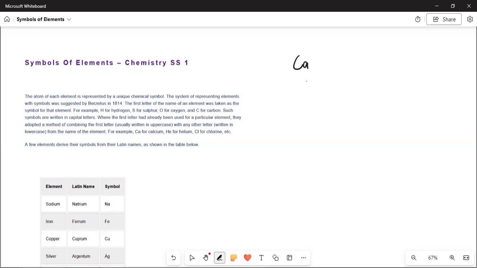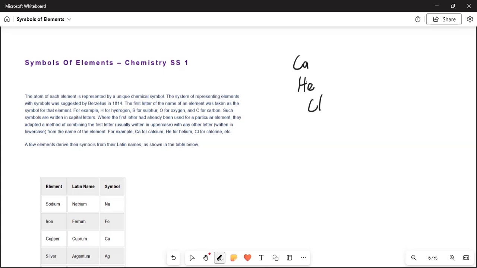Also, helium, which starts with letter H, but H has been taken by hydrogen, and so for helium, a combination of H and the next letter was adopted. The same thing applied for chlorine. Chlorine starts with letter C, but C has been taken also by carbon. Then a combination of the first letter of chlorine, which is C, and a letter from the name, L, was adopted, meaning chlorine is Cl. So that is how the symbols of these elements were formed.